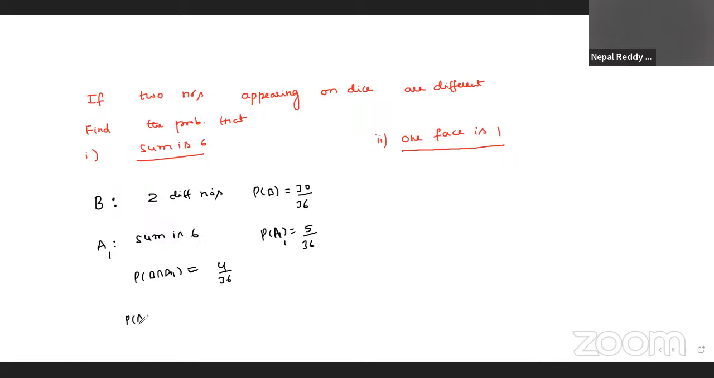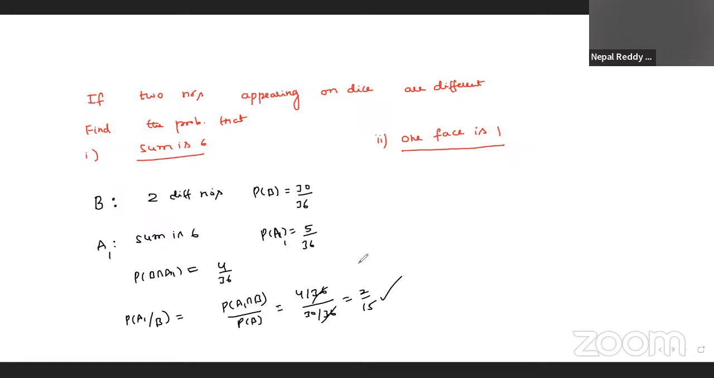Now, probability of A1 given B is probability of A1 intersection B divided by probability of B. Probability of A1 intersection B is 4 by 36. Probability of B is 30 divided by 36, and hence the answer is 2 by 15.